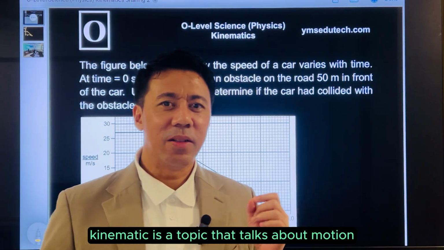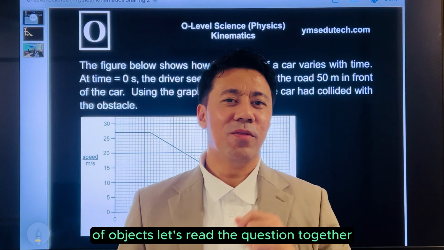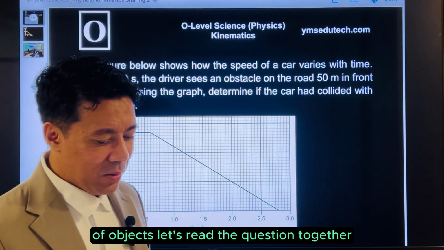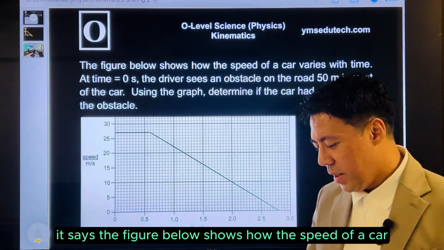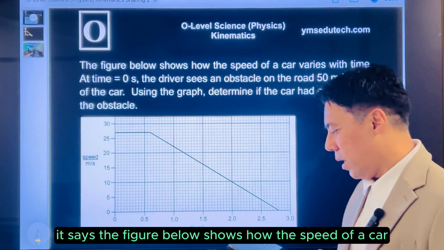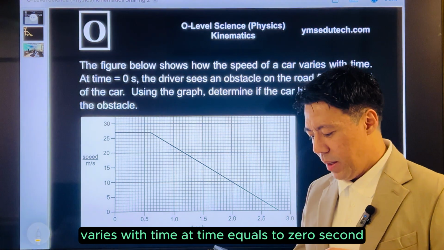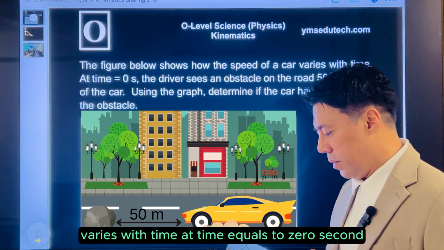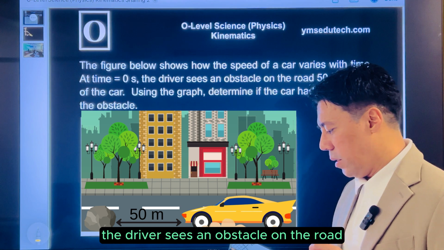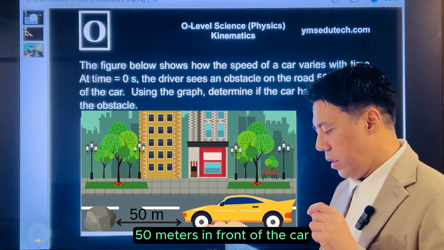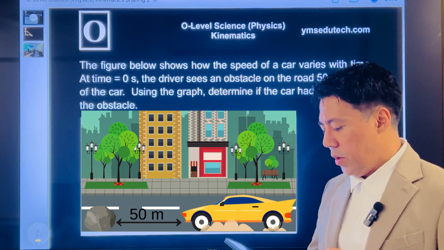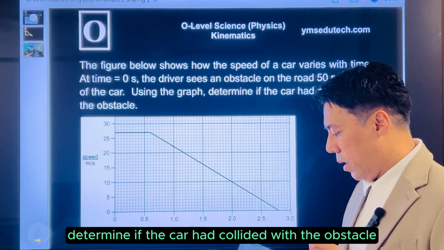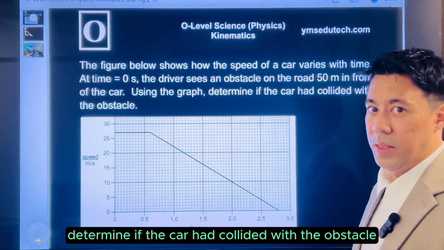So kinematics is a topic that talks about motion of objects. So let's read the question together. It says, the figure below shows how the speed of a car varies with time. At time equals to 0 seconds, the driver sees an obstacle on the road 50 meters in front of the car. Using the graph, determine if the car had collided with the obstacle.